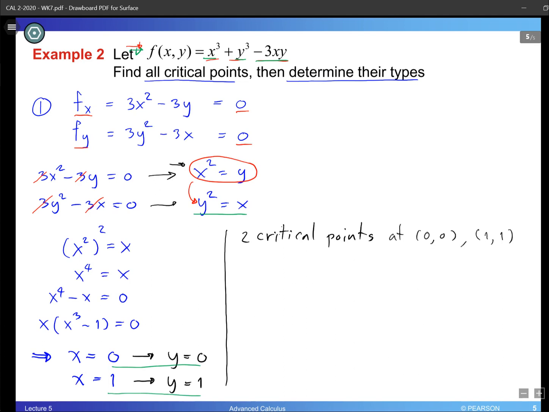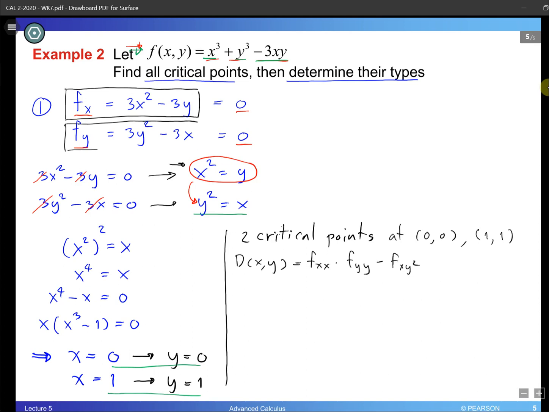Now, I am supposed to determine their types. And of course, I need to check their D values. So first of all, I am going to find the second order derivatives of this function. Let's take a look at this f again. We are going to need this D value, D of x, y, so we need fxx times fyy minus fxy squared. Since we have two points to check, I am going to work on this equation first.